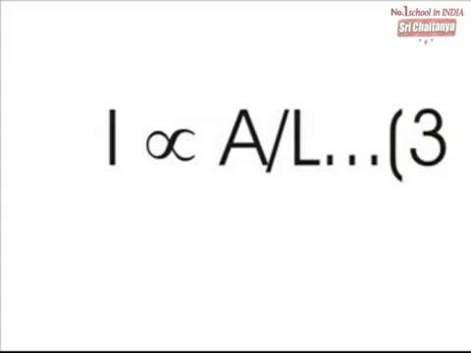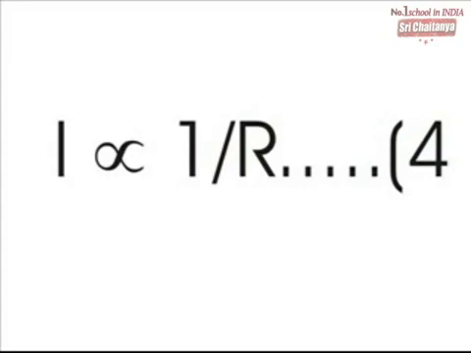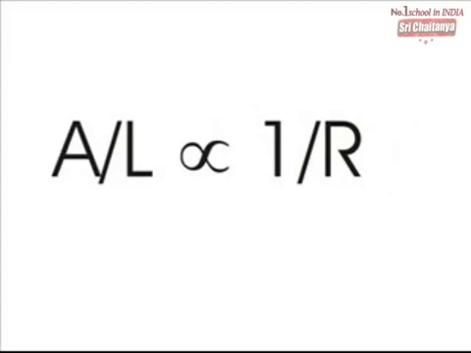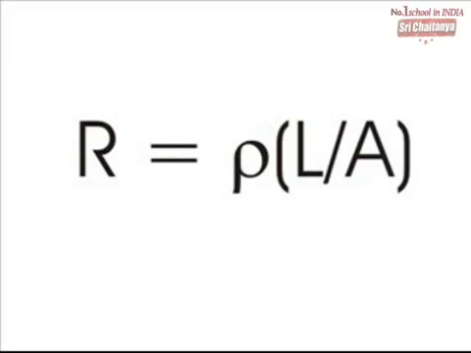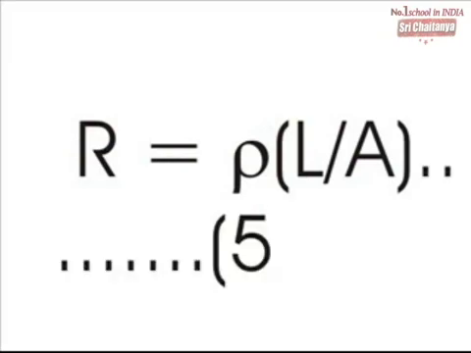Now from equation 3 and 4, we get A by L proportional to 1 by R, or R proportional to L by A, or R equals rho L by A. Say this is equation 5, where rho is a constant depending upon the nature of the material, and it is known as specific resistance or resistivity of the material of the conductor.